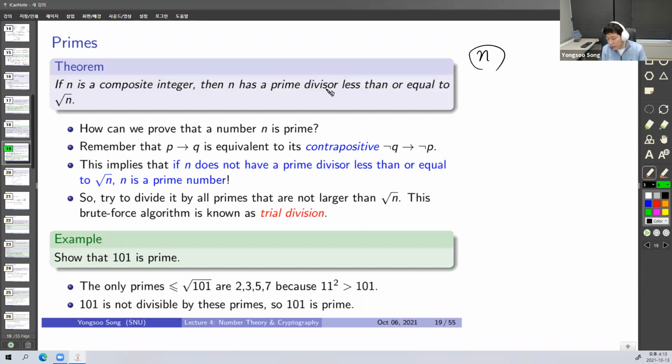This theorem says that if n is a composite integer, then there exists a prime divisor less than or equal to square root of n. And this can be proven by contradiction very easily. Meaning that if n does not have a prime divisor less than or equal to square root of n, then n is a prime number. So I skip this proof. That's kind of obvious.